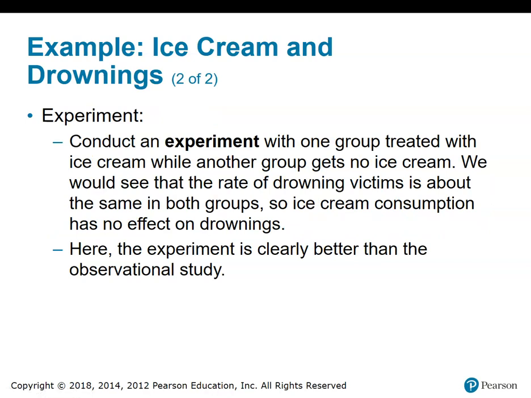An experiment, to conduct an experiment with one group treated with ice cream while another gets no ice cream, we would see that the rate of drowning victims is about the same in both groups, so ice cream consumption has no effect on drownings. Here the experiment is clearly better than the observational study. So in an experiment, you can really differentiate the two things.